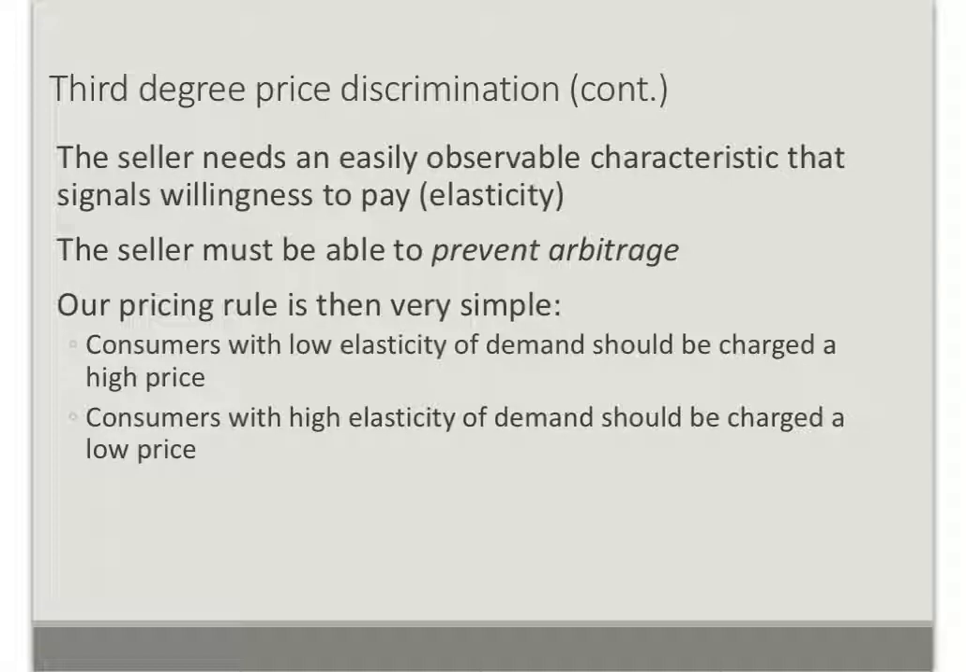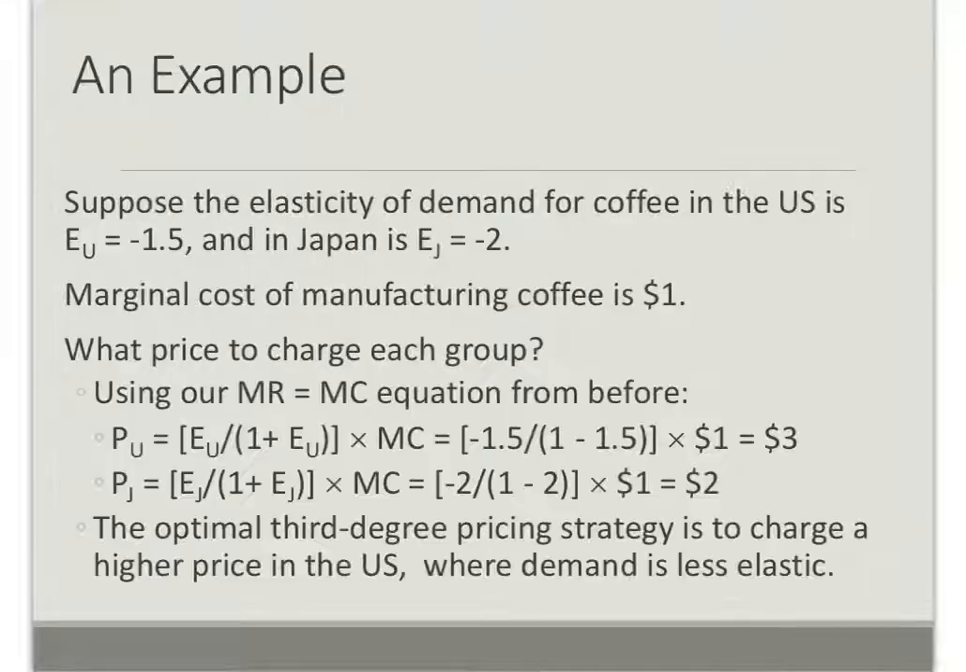But if you can do this, and it's not nearly as high of a bar as first degree price discrimination is, our pricing rule becomes very simple. Consumers with low elasticity of demand should be charged a high price. So if it's very inelastic, they get charged a high price. If it's elastic, they get charged a low price. That's our same rule we've used before.